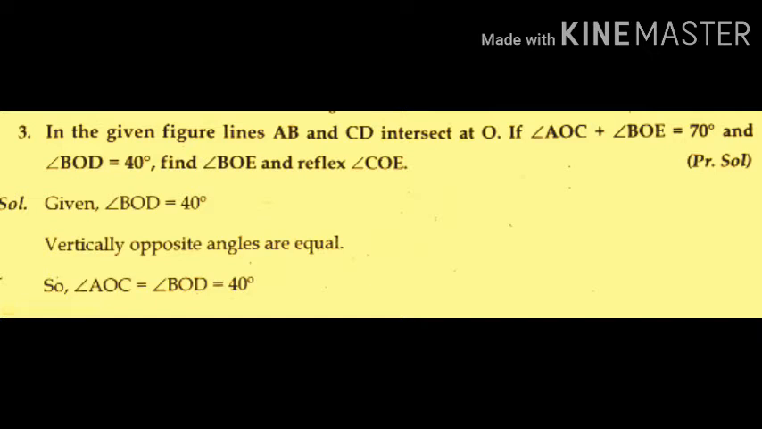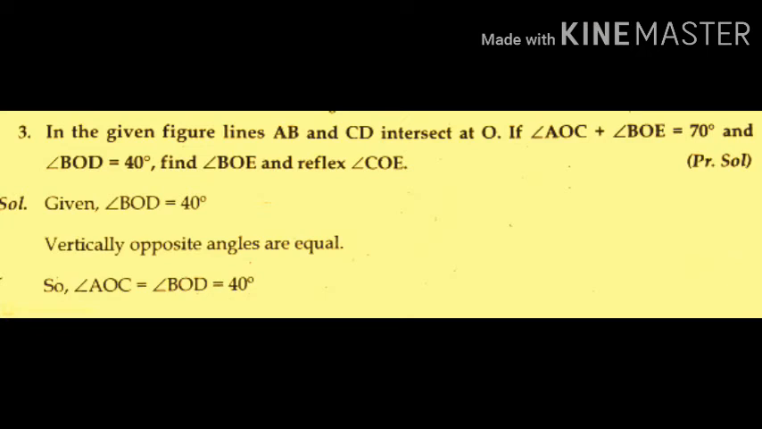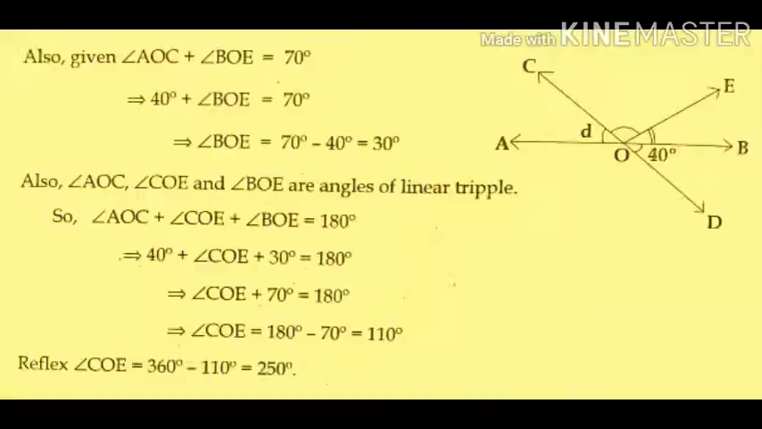Solution. Given angle BOD is equal to 40 degrees, we know that vertically opposite angles are equal. Observe the picture. Here angle AOC and angle BOD are vertically opposite angles. So angle AOC is equal to angle BOD is equal to 40 degrees. And also given angle AOC plus angle BOE is equal to 70 degrees. That implies angle AOC is 40 degrees plus angle BOE is equal to 70 degrees.